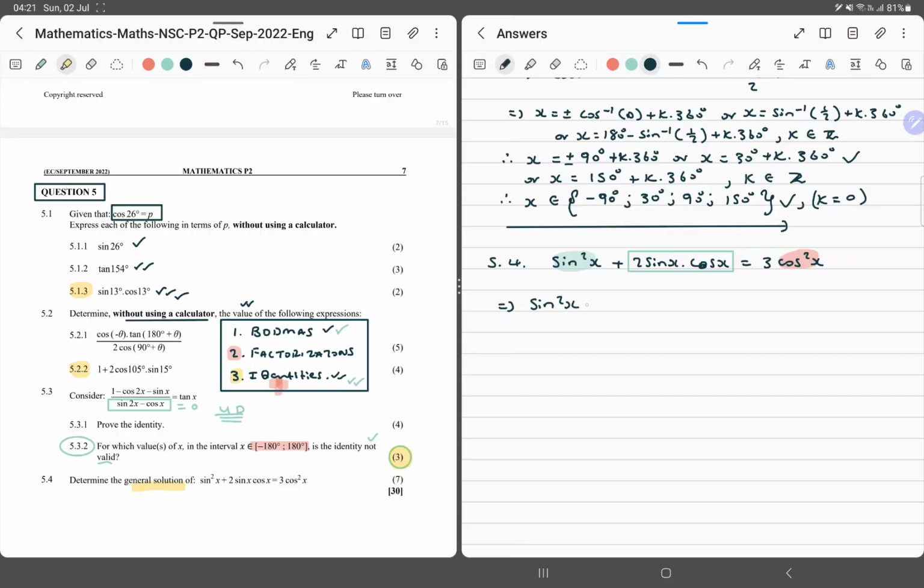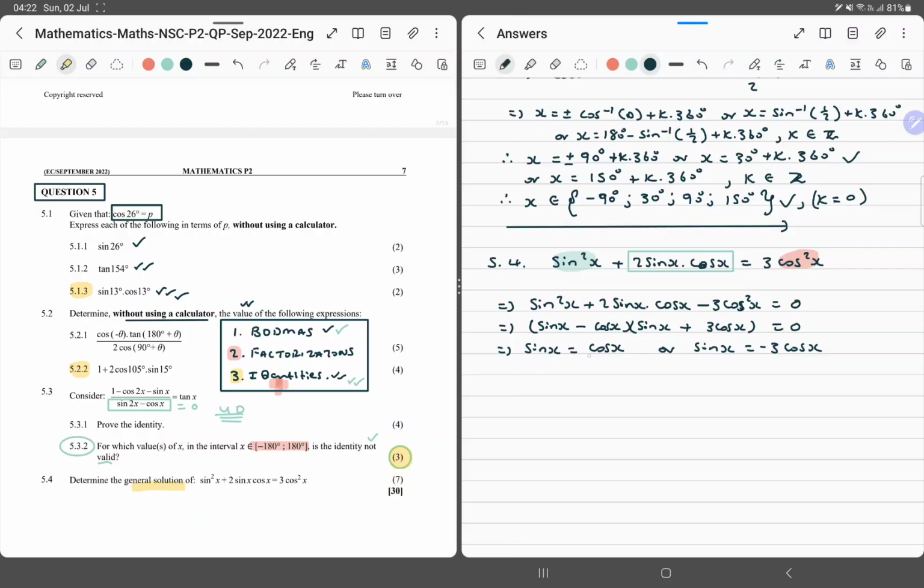So this is sine squared x plus 2 sine x cos x minus 3 cos squared x is equal to 0. This is more of a quadratic. So let's see if we cannot factorize this thing grade 10 style. Now we've got sine x, and then now we can get here 3 cos x and cos x. But now this one must be positive, that one must be negative, and it looks fine. So we can say this implies that sine x is equal to cos x, or sine x is equal to minus 3 cos x.